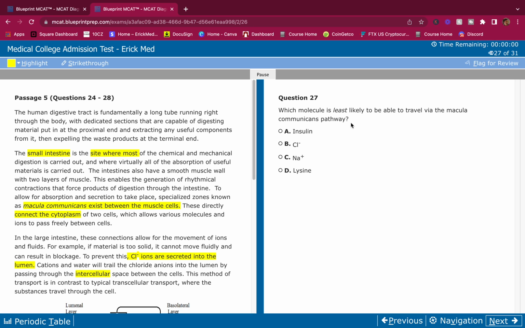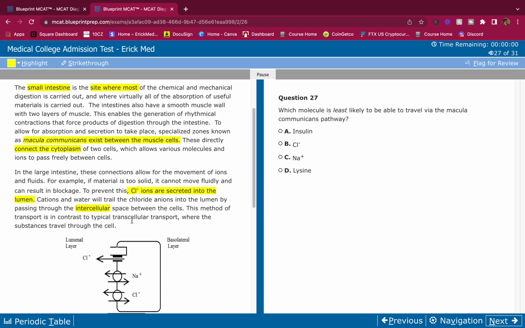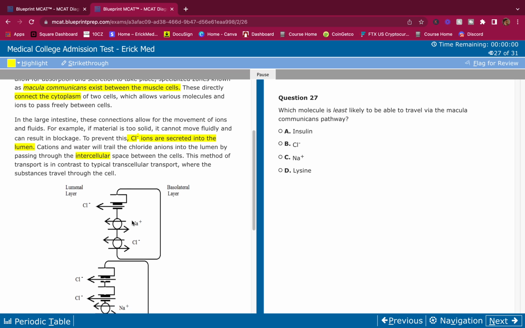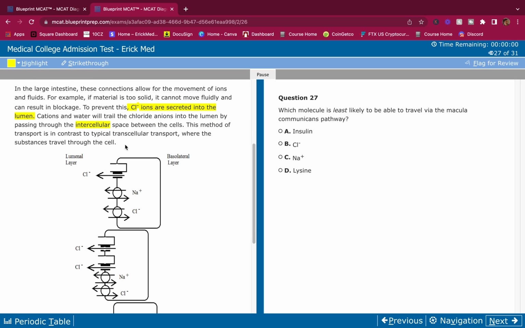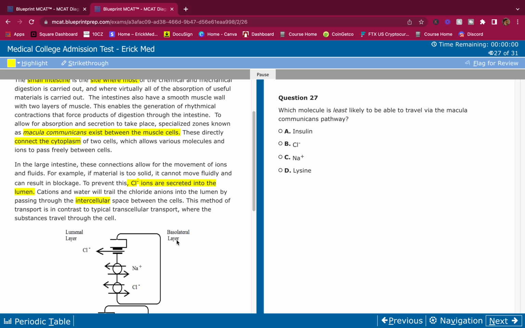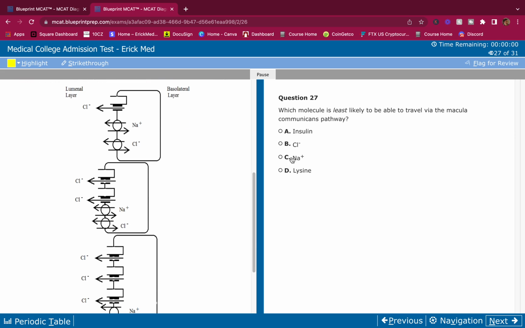All right. Which molecule is least likely to be able to travel via the macula communicans pathway? Okay. So the whole macula communicans, that's what we just described here. All right, this was the whole entire thing going on here. This is the whole pathway. Okay. So insulin, I don't see why insulin would go here, okay? Insulin is a peptide hormone. Why would it be in the digestive system like that? I don't see why. All right, so I'm going to go with A, but let's keep going.